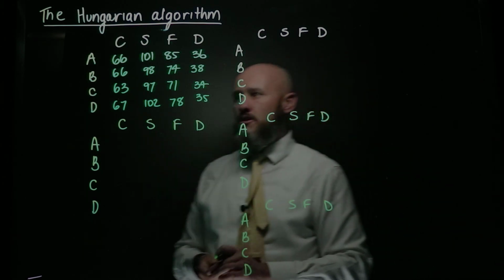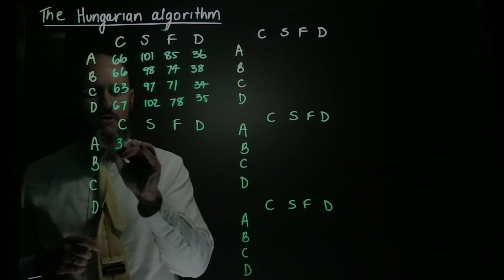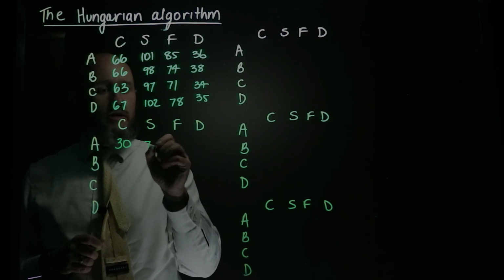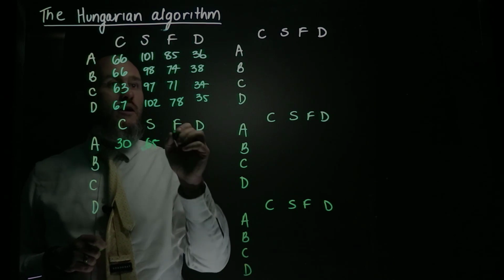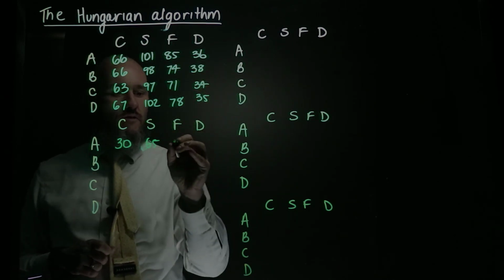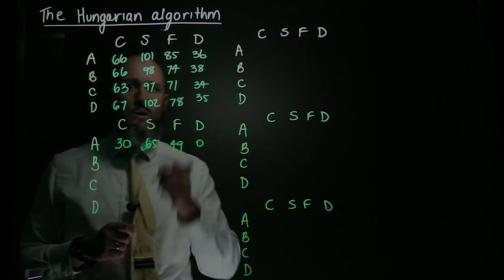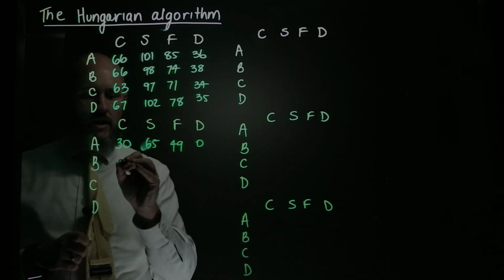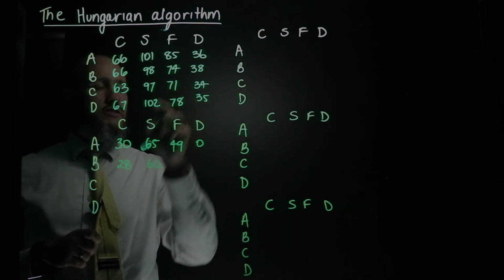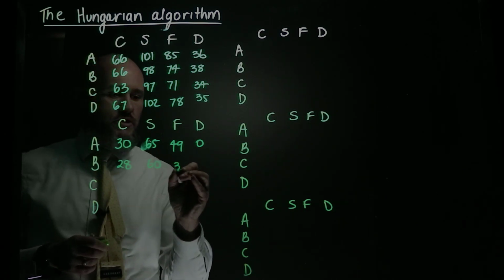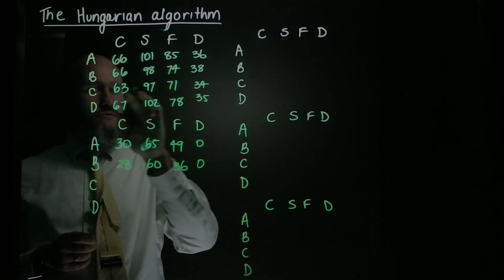Step 1, row reduction. Start with row A. The minimum is 36. Subtract from each. Gives me 30, 70... that's incorrect, so taking away 36 gives me 65. Taking away 36 from that, 79, 49, and then 0. Call that into your screen if I get one of these wrong. 66 minus 38 is 28. 98 minus 38 is nice and easy, that's just 60. 74 minus 38 is 36. And 0 again.